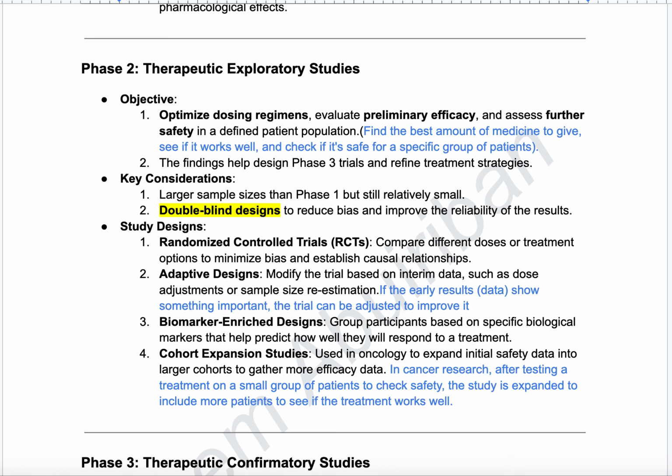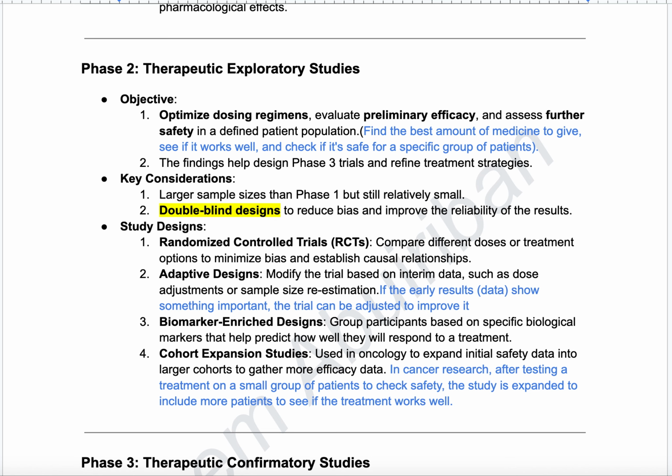It means find the best amount of the medicine to give, see if it works well, and check if it's safe for a specific group of patients. The findings help design phase 3 trials and refine the treatment strategies.